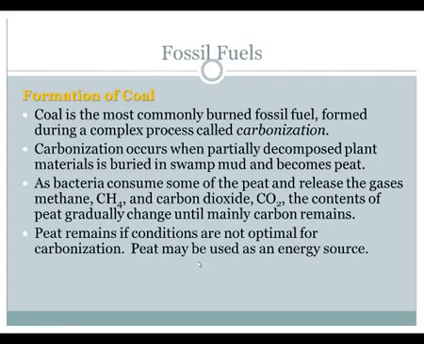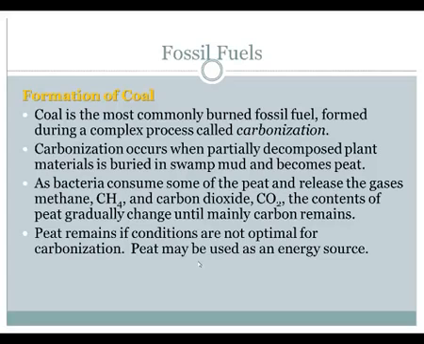One type of fossil fuel that we use a great deal of is coal. Coal is produced through a process called carbonization. It is fairly complex, so we're going to simplify it. It occurs when partially decomposed plant materials are buried in swamp. That swamp eventually creates a mucky, dark colored dirt called peat.